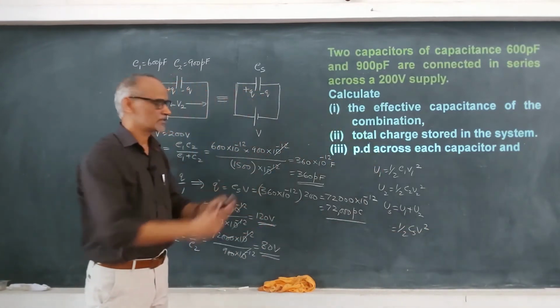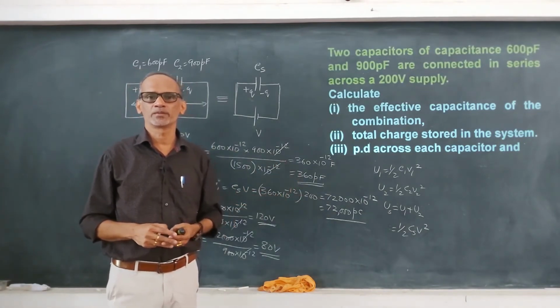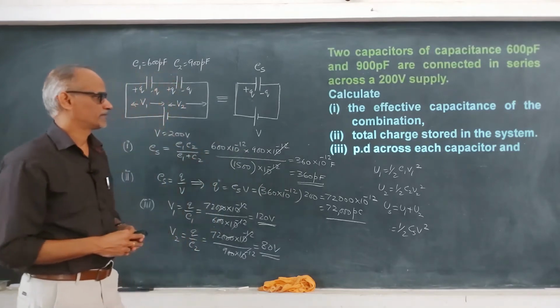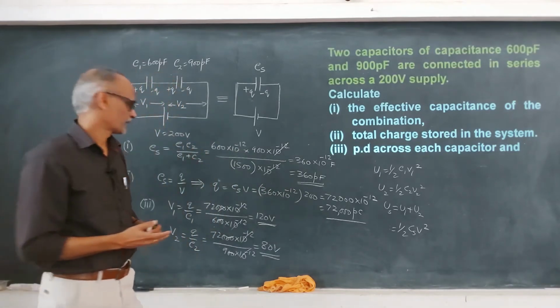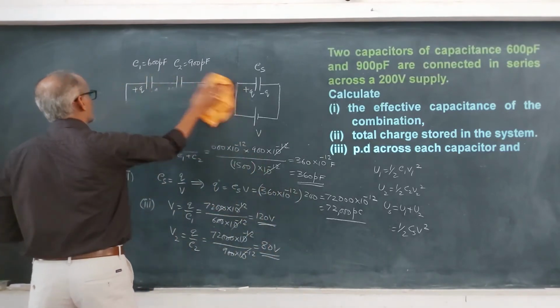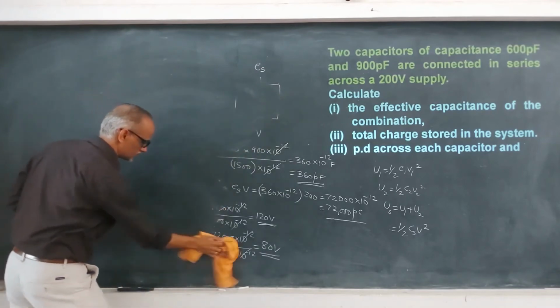These options are not asked, but still, in case they ask, this is the way to find the energy stored in the combination of capacitors. Okay, so I hope this combination and the numerical is clear to you all.